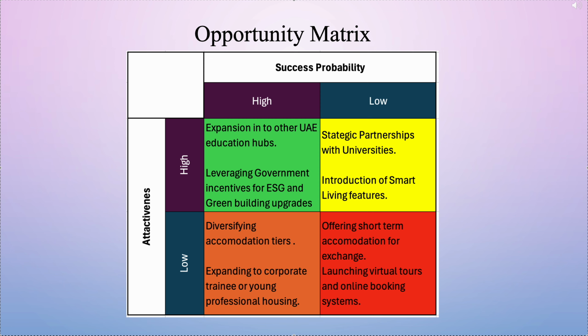Just as we meticulously analyze risk, we equally dedicate efforts to assessing strategic opportunities using the opportunity matrix. This matrix plots the attractiveness of an opportunity against its success probability, guiding our strategic growth initiatives. High attractiveness, high success probability. These are our win-win opportunities, representing areas where we should aggressively invest.